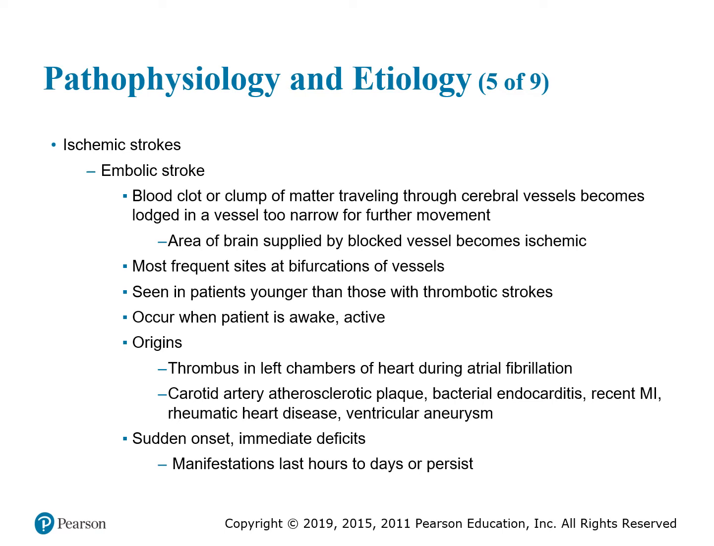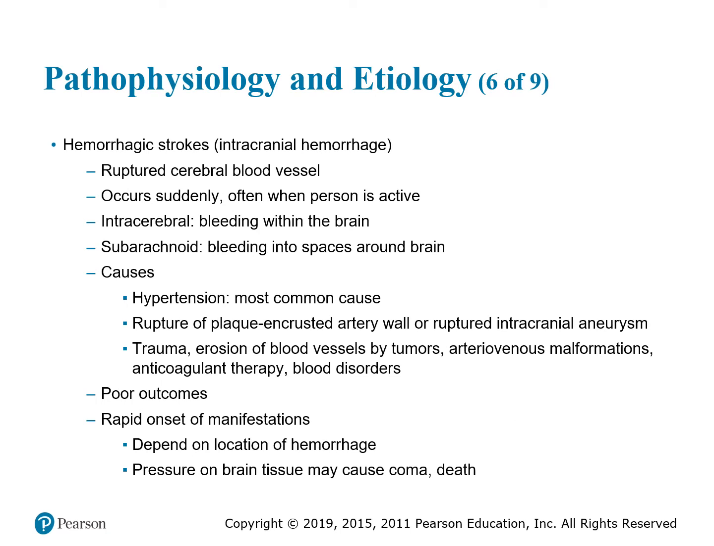Sudden onset, immediate deficit. So, when the occlusion occurs, it's immediate. When that blood supply is cut off with an embolic stroke, you will see deficits immediately. A hemorrhagic stroke is also called an intracranial hemorrhage. It can also be called a cerebral hemorrhage or subdural. Look on page 1327. Two types of hemorrhagic strokes: intracerebral hemorrhage and subarachnoid hemorrhage.